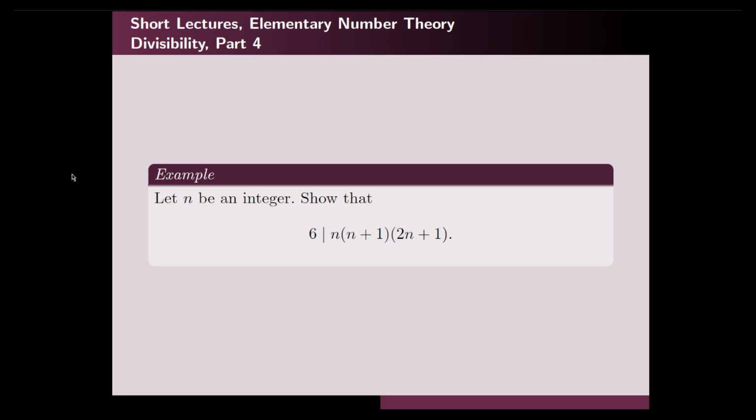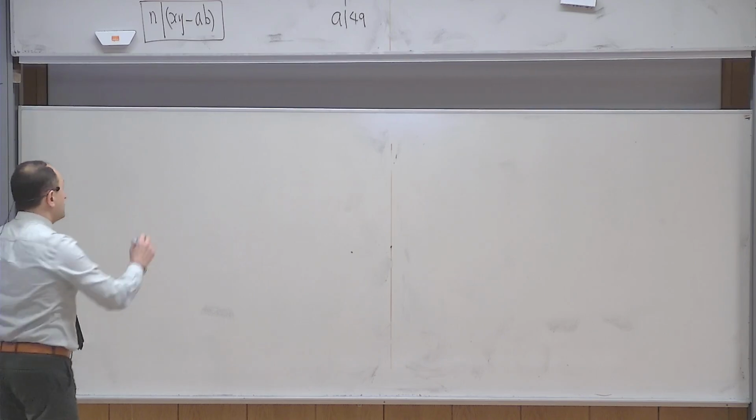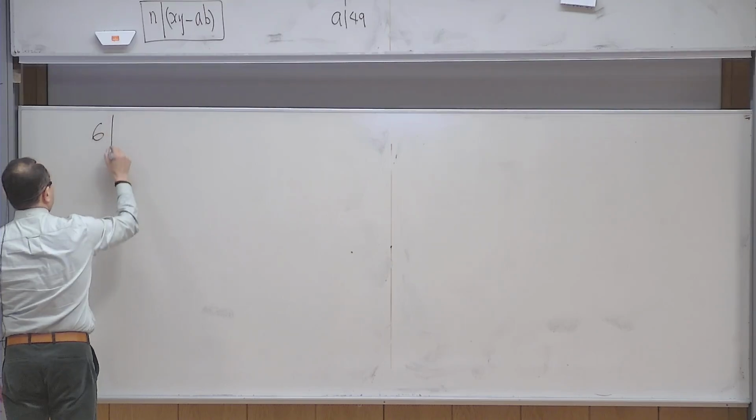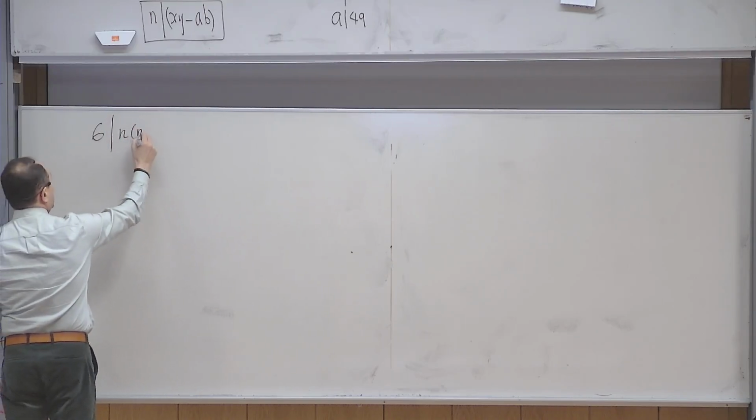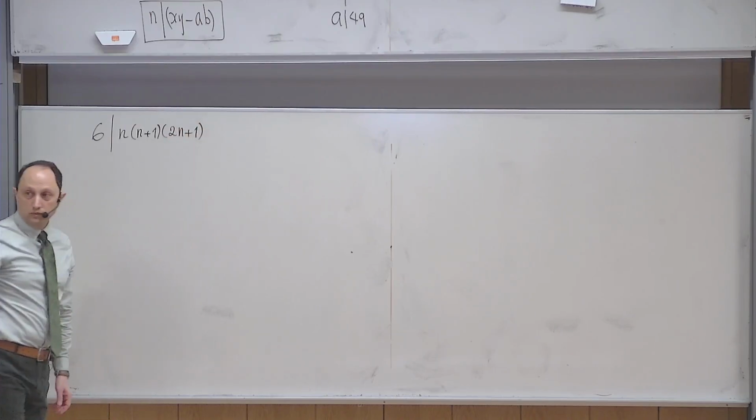So here, let n be an integer. Show that n times n plus 1 times 2n plus 1 is divisible by 6. Okay, so let me write it on the board and then we can continue it, okay? Okay, so this is what we want to prove. 6 divides this combination. Okay?